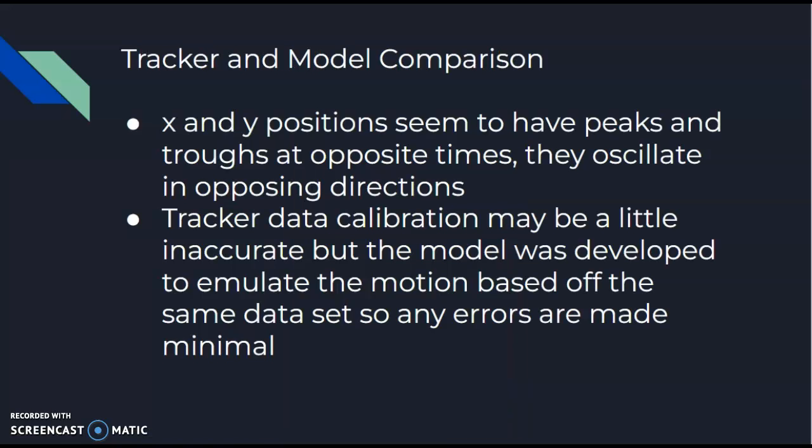Alright, so for the tracker and model comparison, we have x and y positions that seem to have peaks and troughs at opposite times. They oscillate in opposing directions. So at opposite times, that's what we showed in the tracker data. They went up and down at opposite times. The tracker data calibration may be a little inaccurate, but the model was developed to emulate the motion based off the same dataset, so any errors are made minimal.